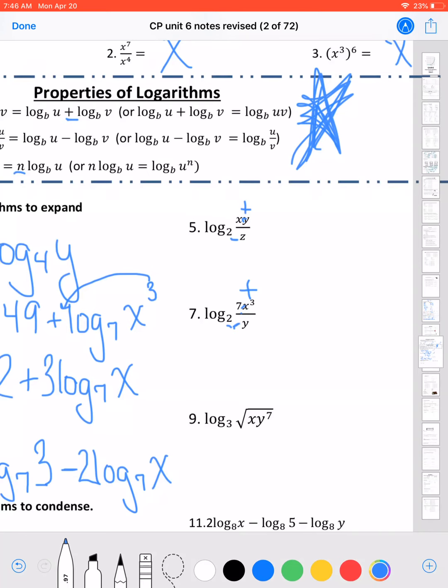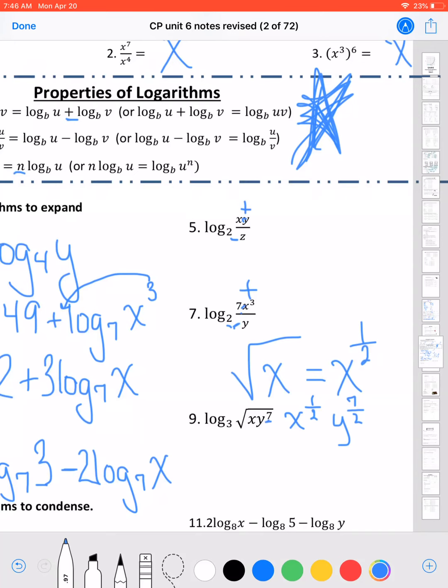Just to review, a square root is equal to, like say if we have the square root of x, to the 1 over 2 power. That is super important because in this case it's going to be x to the 1/2 and y to the 7/2. How did you get 7? Well, because there's a 7 right here.